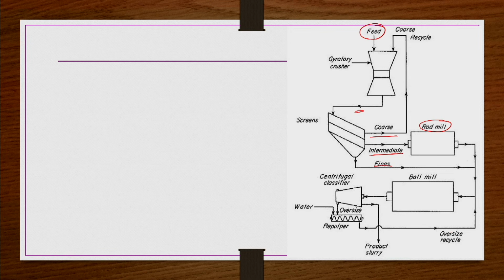Whatever material is coming from the ball mill, if you are separating, that is fine. You can separate, and if you want the oversized material you can send it back here, but let us say you do not have such oversize or undersize separation here.